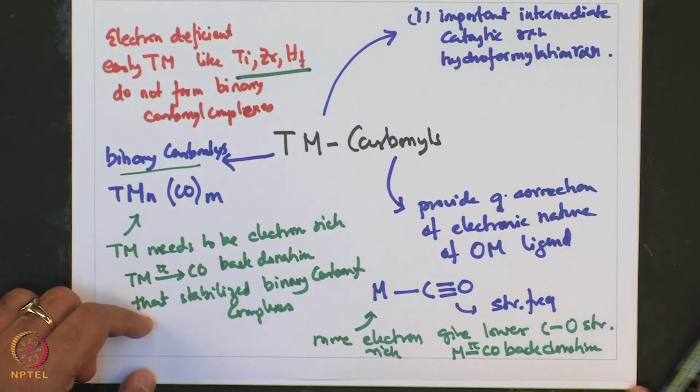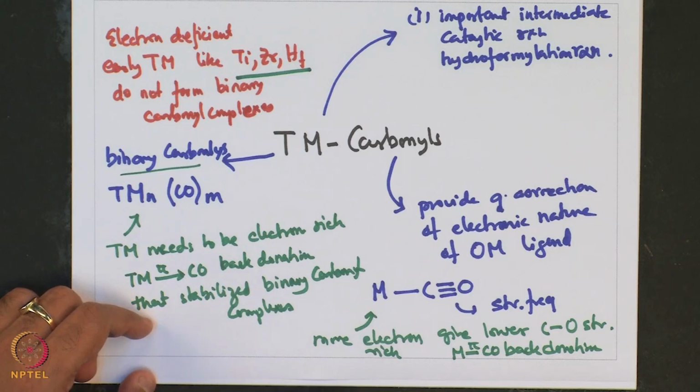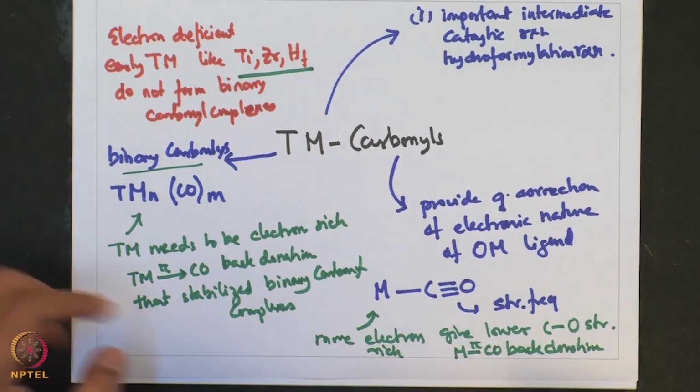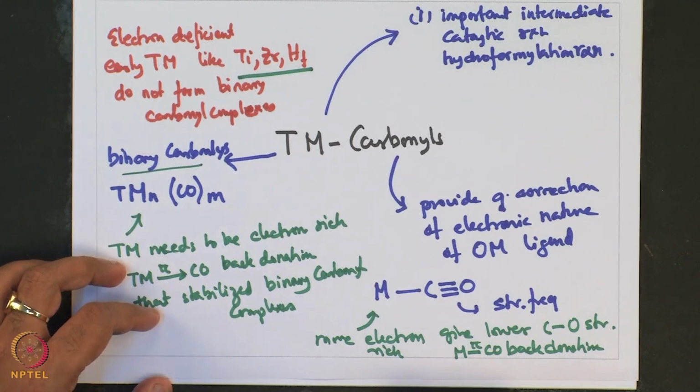On the other hand, for electron rich late transition metals, where there is a significant amount of electron density at the metal, these elements do have a significant component of transition metal to carbonyl pi back donation. As a result, several binary complexes of these late transition metals, starting from group 6 to group 9, are known. And with that brief background, we are going to take a look at various methods which are available for synthesizing these transition metal carbonyl complexes.